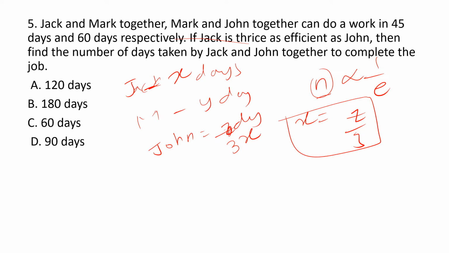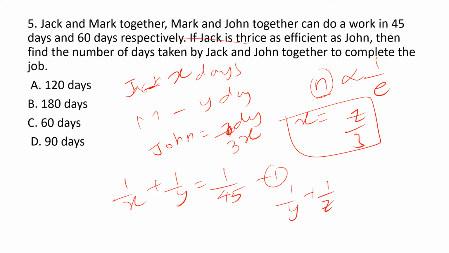Now simply framing the equations. Jack and Mark together complete in 45 days, so 1 by x plus 1 by y equals 1 by 45. This is the first equation. Second equation: Mark and John, 1 by y plus 1 by z equals 1 by 60. But for z we have got the equation, so substitute z equals 3x. These are the two equations: 1 by x plus 1 by y equals 1 by 45, and 1 by y plus 1 by 3x equals 1 by 60.